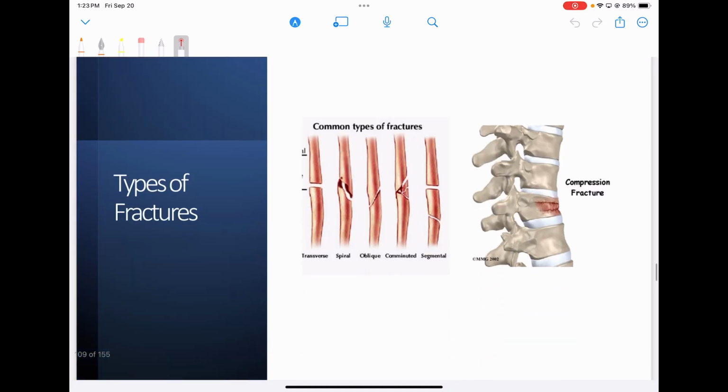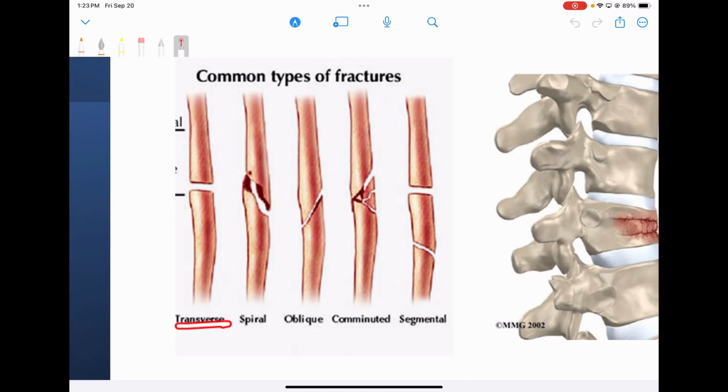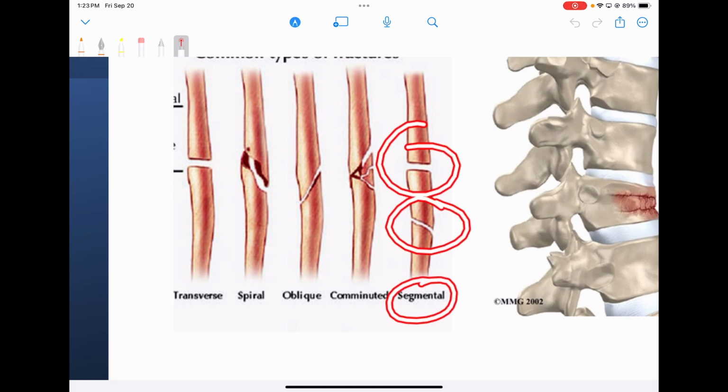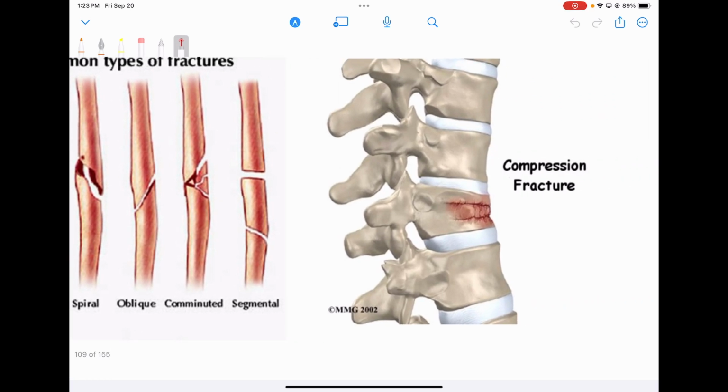So these are the different types of fractures. You got to know these ones. We have a transverse, just goes right across. We have a spiral fracture, and it's just spirals, a twisting of the bone. Oblique fracture. A comminuted fracture has many different pieces, all little tiny pieces from that fracture. That's called a comminuted fracture. We also have a segmental fracture, which obviously has two different areas that broke. And the last is a compression fracture.